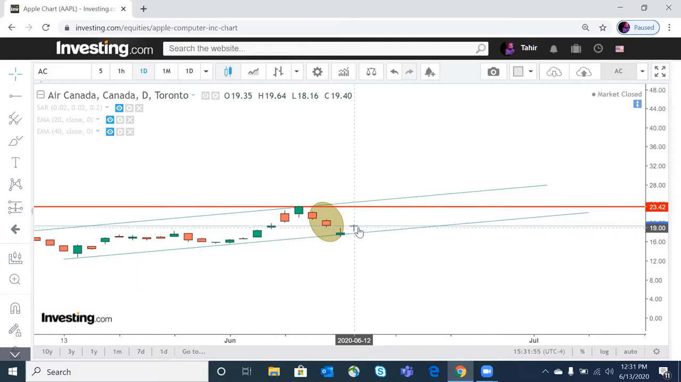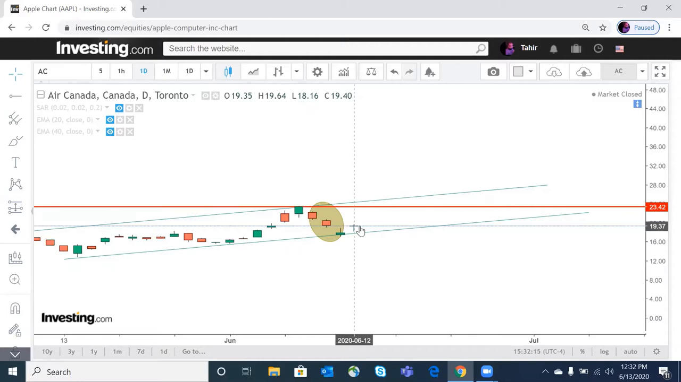Why? Because this is a doji candle. Doji means indecisive. If you see the opening price and the closing price of the stock, they are the same because there is no body, just one thin line. This is a doji candle, an indecisive candle. The buyers and sellers, the investors, are still not sure about the fate of this stock. It can go up or it can go down.